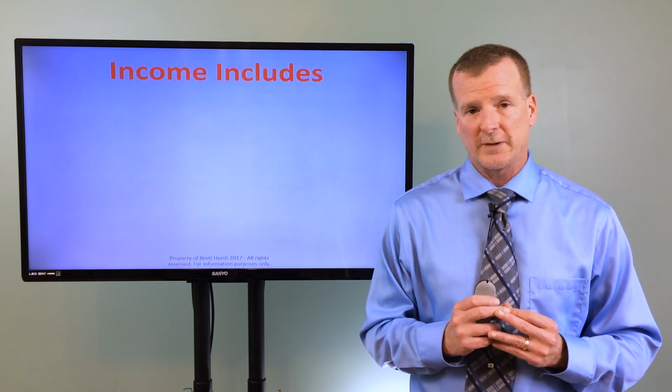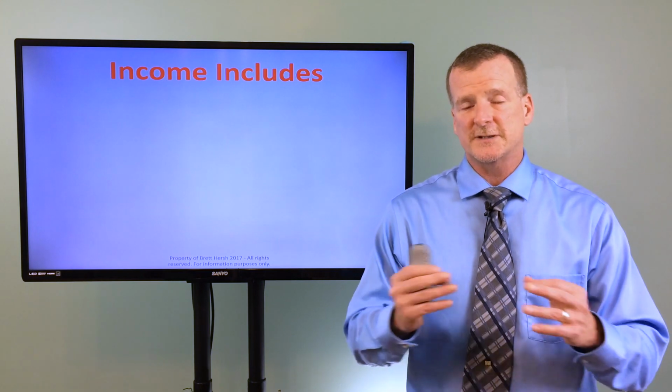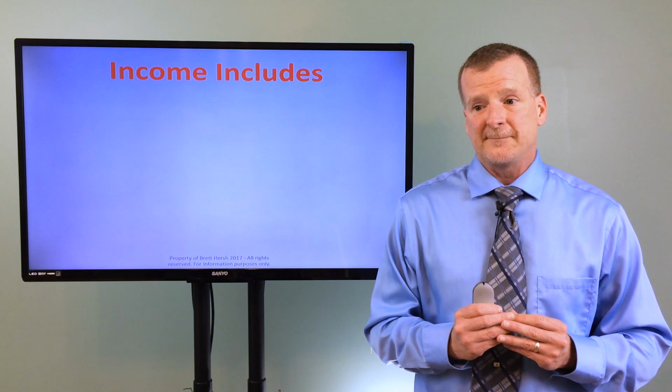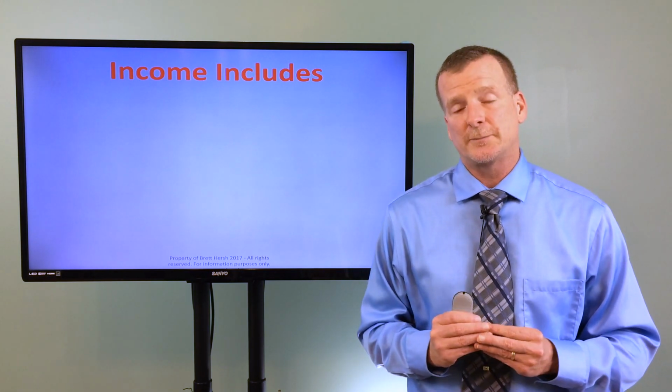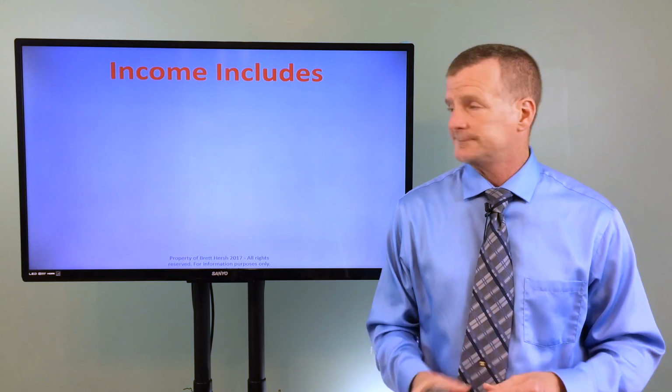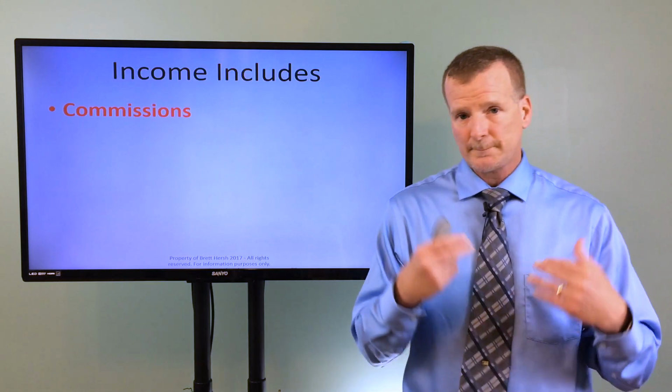So it's important to remember whether you received a 1099 or not. Let's say, for example, you only received $500 from your broker, and they didn't give you a 1099, you still have to report that $500 as income on your tax return. So what does income include?